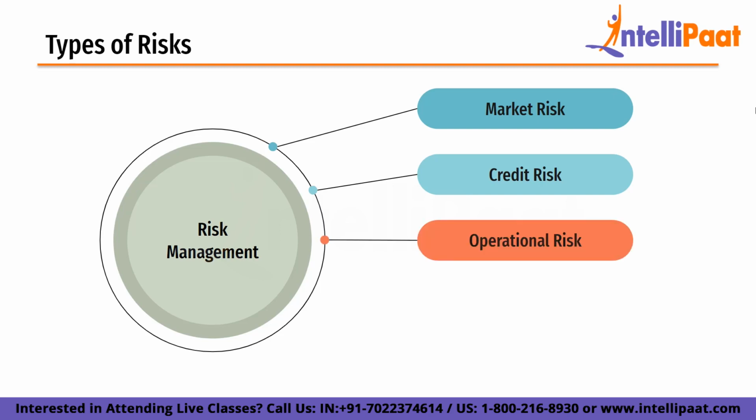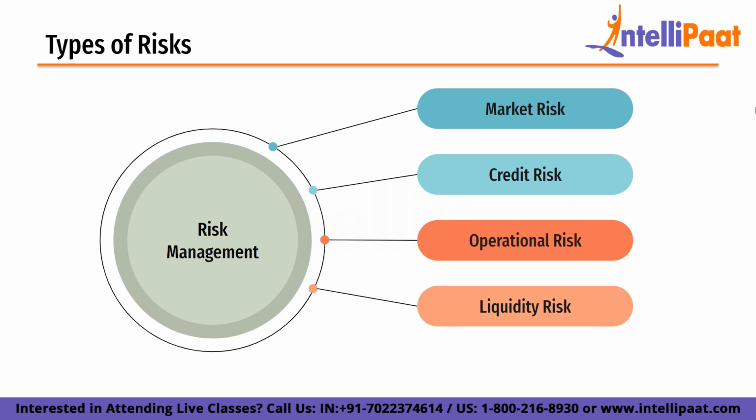Third is operational risk. Operational risk is the risk of loss that investment banks face due to failures or errors in their internal processes, systems, or personnel. Operational risk management involves identifying potential sources of operational risk, implementing controls and procedures to mitigate these risks, and monitoring the effectiveness of these controls. Investment banks also conduct regular stress testing to identify potential operational risks and ensure their preparedness to handle them.